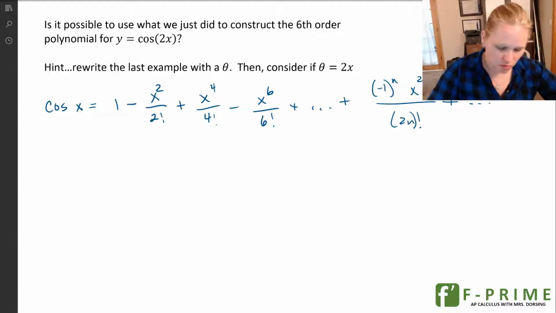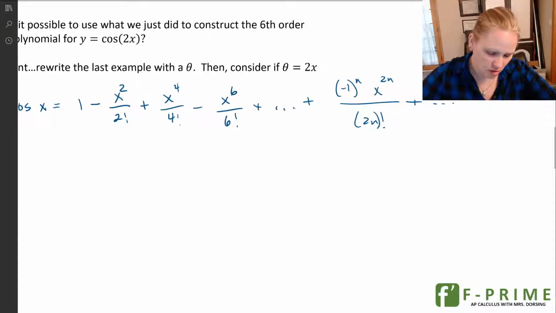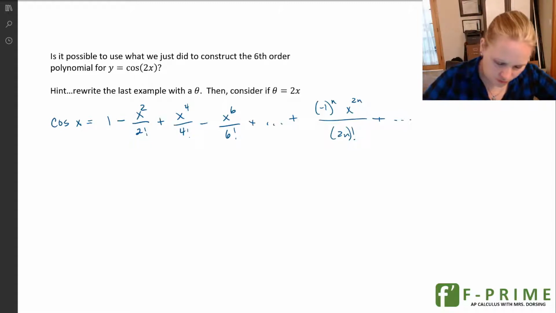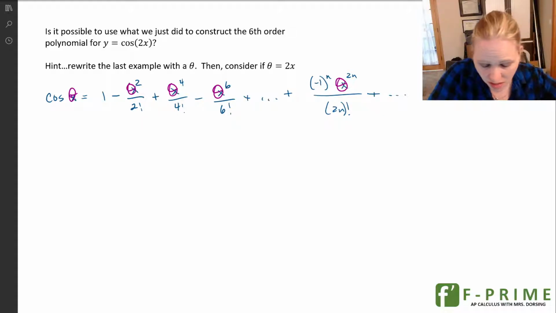Now, suppose we wanted to construct the polynomial or the series, whatever the case may be, for cosine of 2x. Now here's the cool part. If I consider this to be a generalized cosine of x, perhaps I might generalize it by saying, well, instead of x, what if I think of all these x's as just being thetas? Or better yet, what if I just say u? We like to use u a lot in calculus.